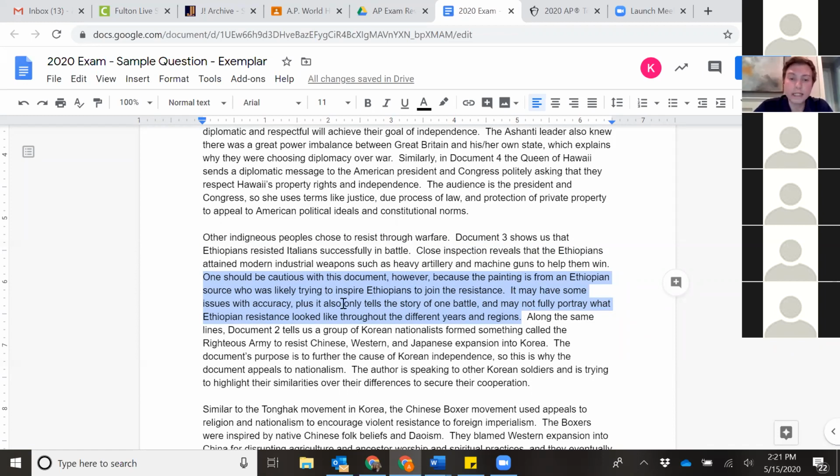Or you could say, this painting only tells the story of one battle. It does not necessarily portray what Ethiopian resistance looked like always. Like maybe throughout the years of fighting off the Italians, they were mainly unsuccessful. Maybe certain regions fared better than others. We're really only getting the story of one battle, so we can't necessarily use that as hard proof that the Ethiopians gathered modern weapons super successfully for the whole time.